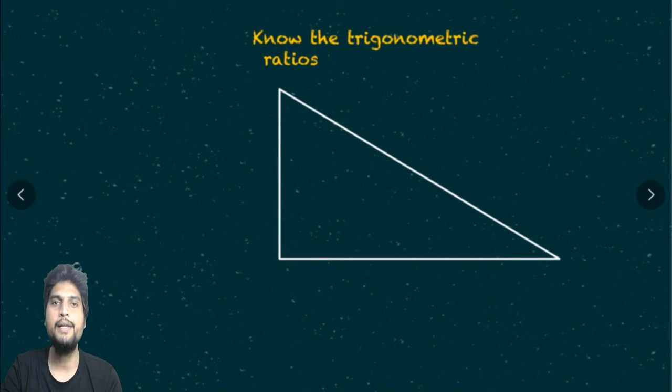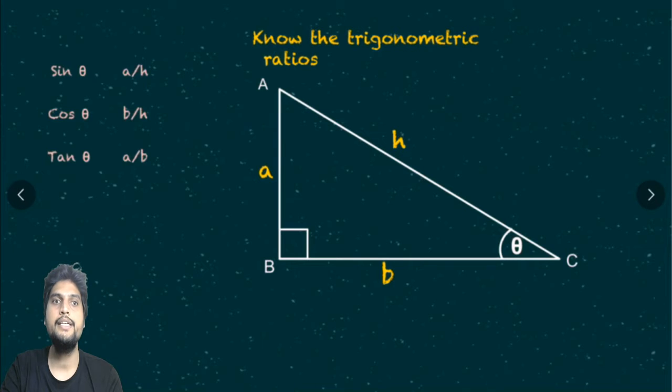Consider this is a triangle. Let's call it ABC, which is a right triangle at B, and this angle C is called theta. Here AB is the altitude, so it's called A. Also BC is the base, B, and AC is called the hypotenuse. The required ratios are sine theta, cos theta, and tan theta, with the values A by H, B by H, and A by B.